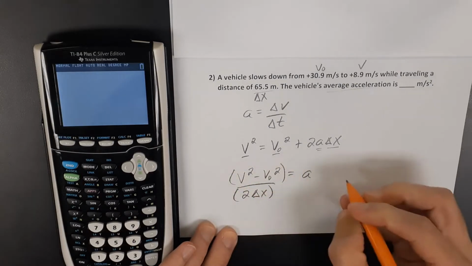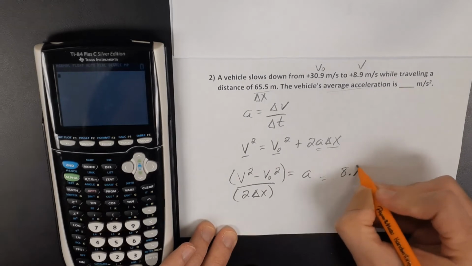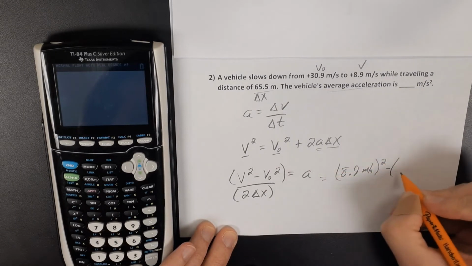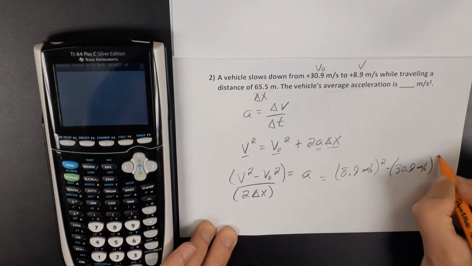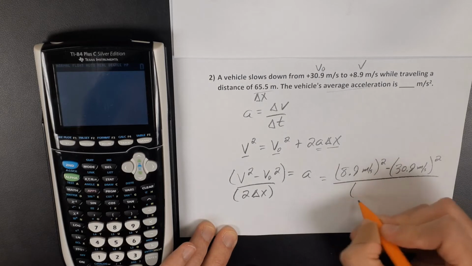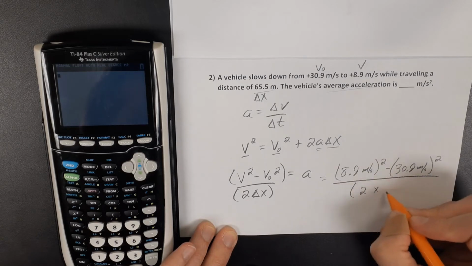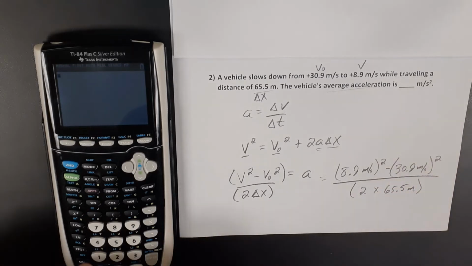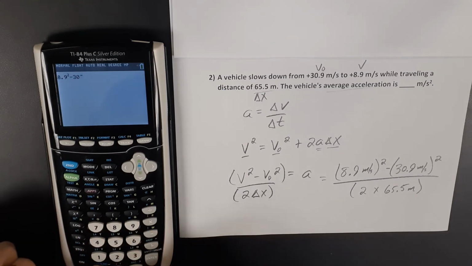And so when I plug in my values, final velocity 8.9 meters per second, that's being squared, minus 30.9 meters per second, that's also being squared. Dividing that by 2 times our displacement, 2 times 65.5 meters. And so 8.9 squared minus 30.9 squared.